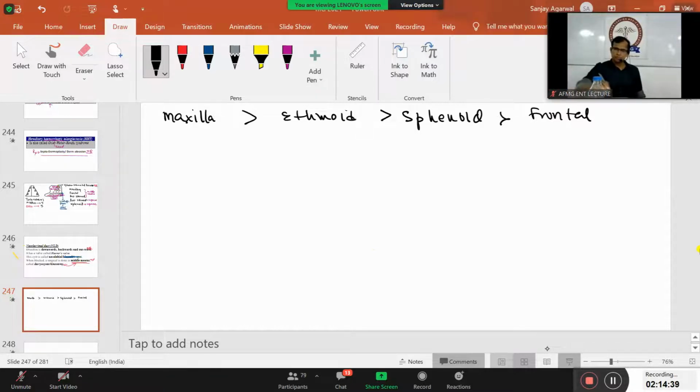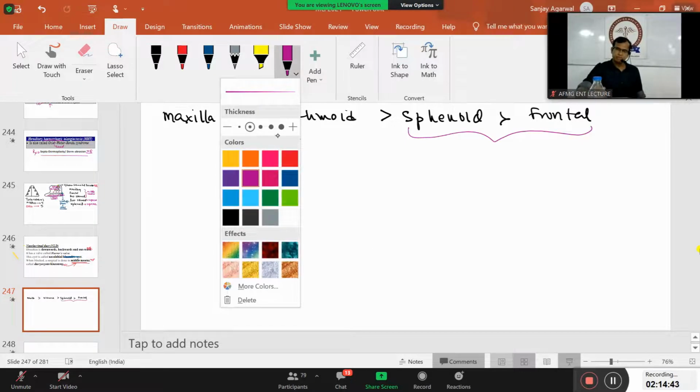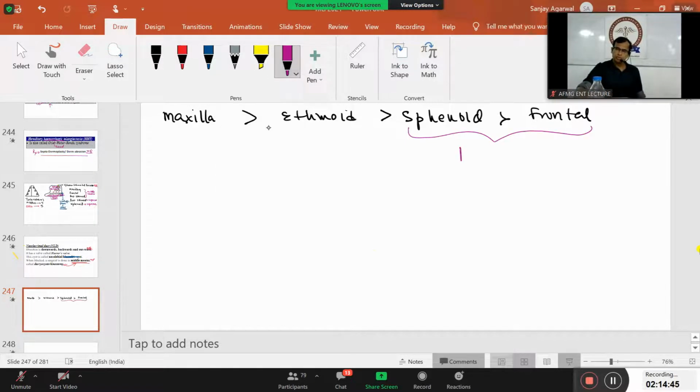These two start to develop postnatal, after birth. Their development begins after the child is born, postnatal as we call it. So the first ones are prenatal.